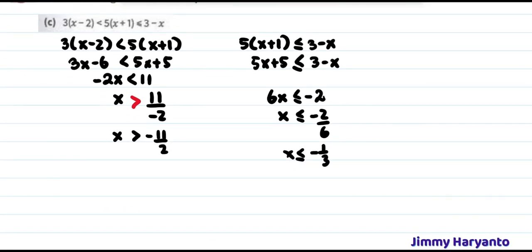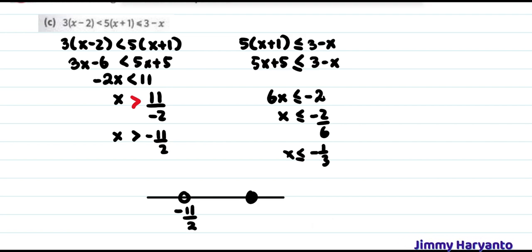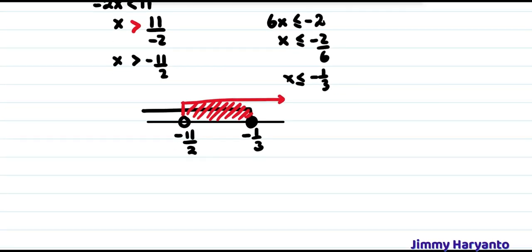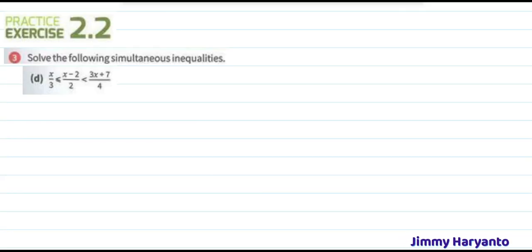And then I will create the number line. Negative 11 over 2 is smaller than negative 1 over 3, so negative 11 over 2 is right here, and then negative 1 over 3 is right there. It's less than for the negative 1 over 3, greater than for the 11 over 2. So the area will be this one. You will write it like this: negative 11 over 2 less than x less than or equal to negative 1 over 3. And then next one is D.